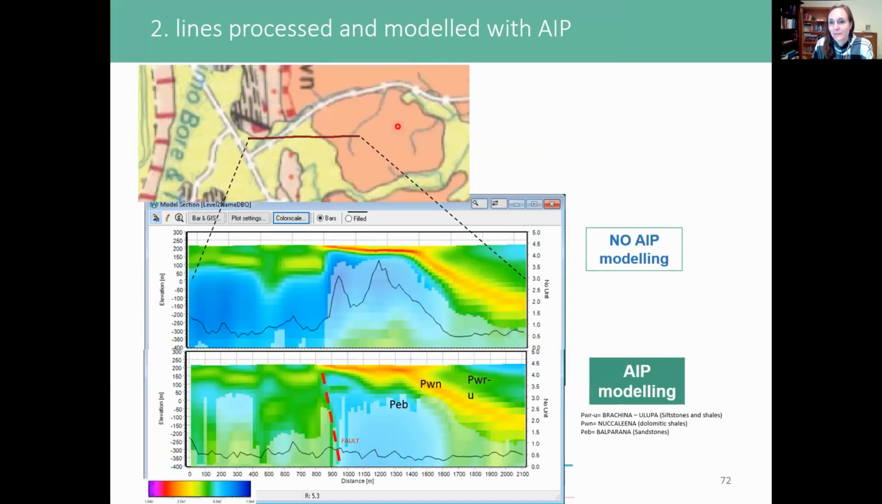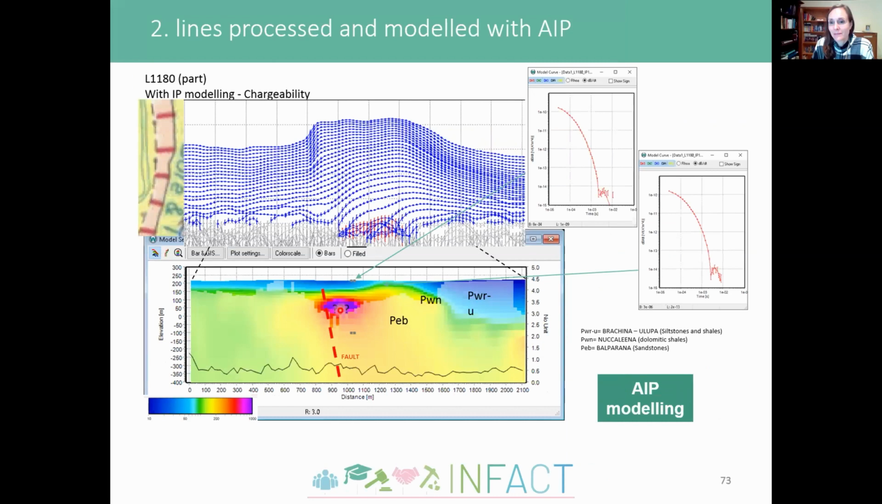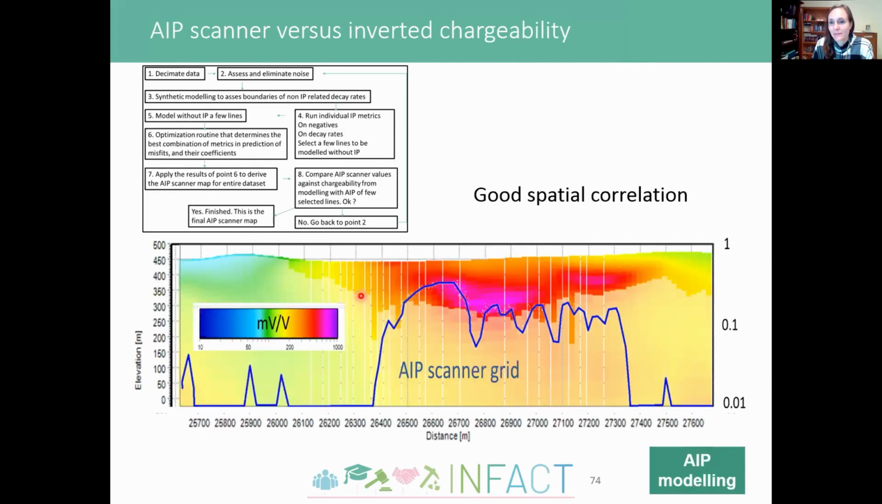I'm going to jump to this last slide. This is probably one of the most intriguing chargeability anomalies on its own that we found in that area. It's up against a fault, a nice-looking chargeable anomaly that I think they would like to drill.